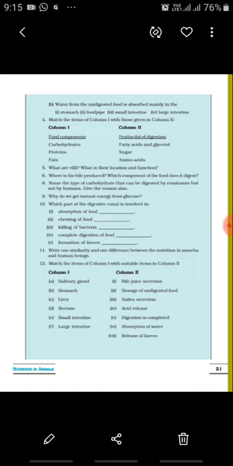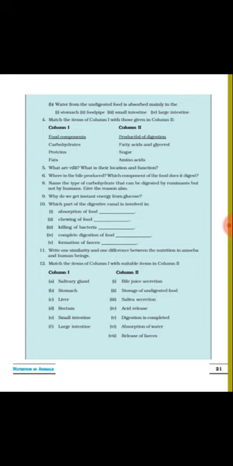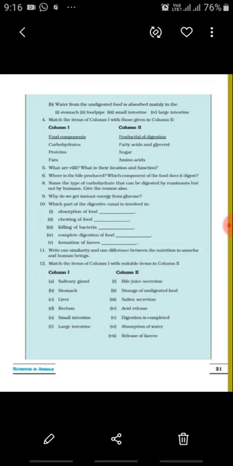Next, number 5. What are villi? What is their location and function? We have already discussed it during the digestion of food in the human. So what are villi? Villi are thousands of small finger-like projections present in the wall of the small intestine. And their function is to provide surface area for the absorption of digested food.